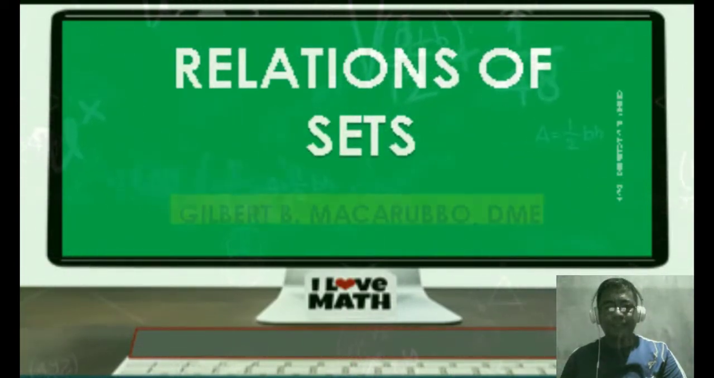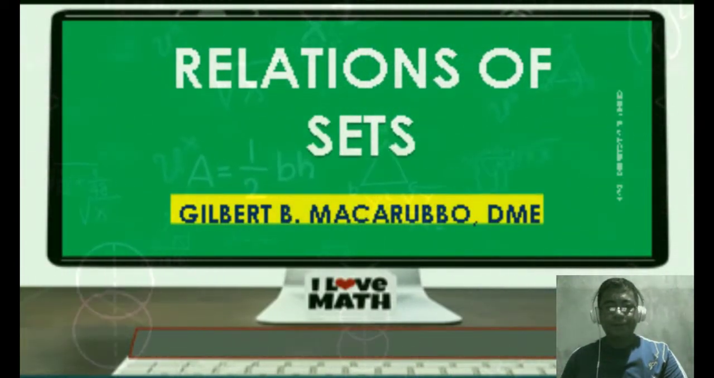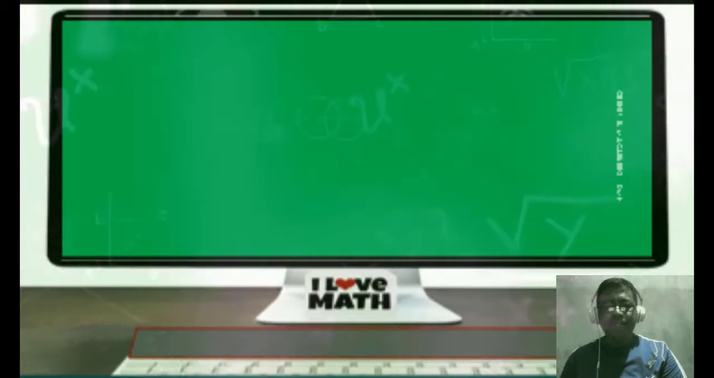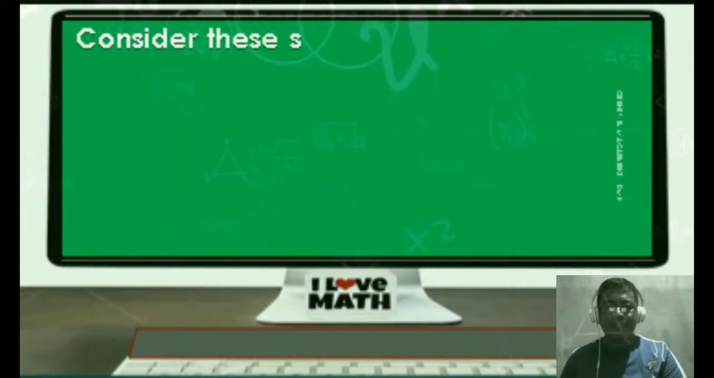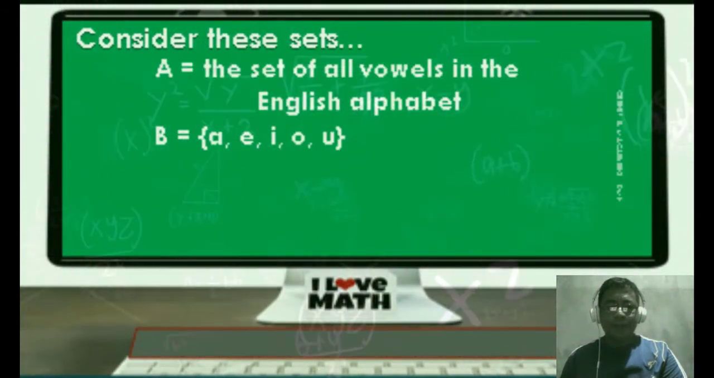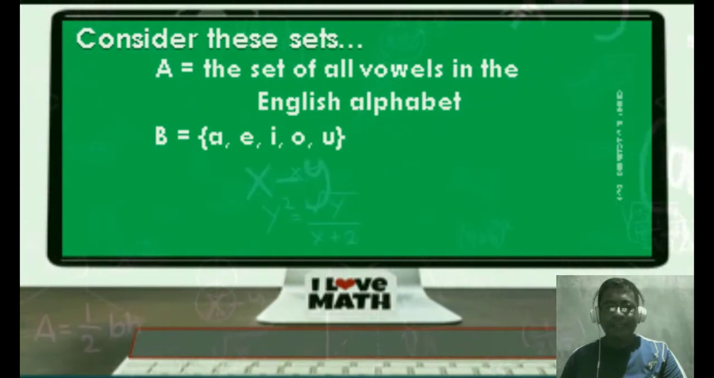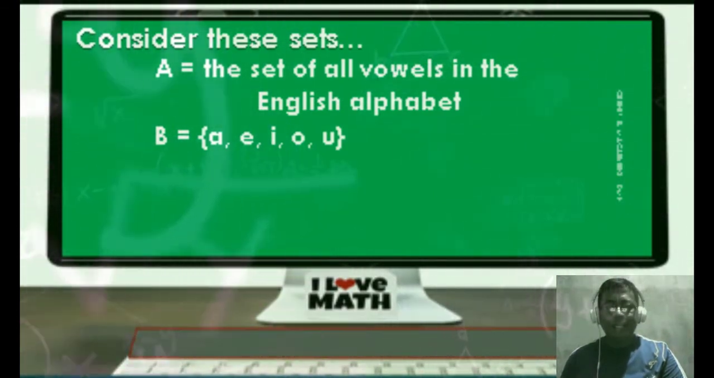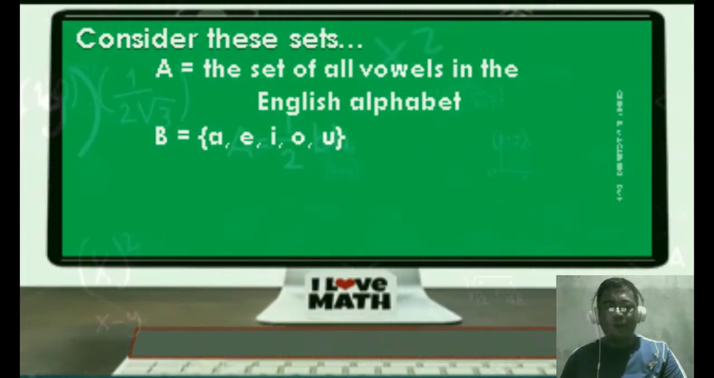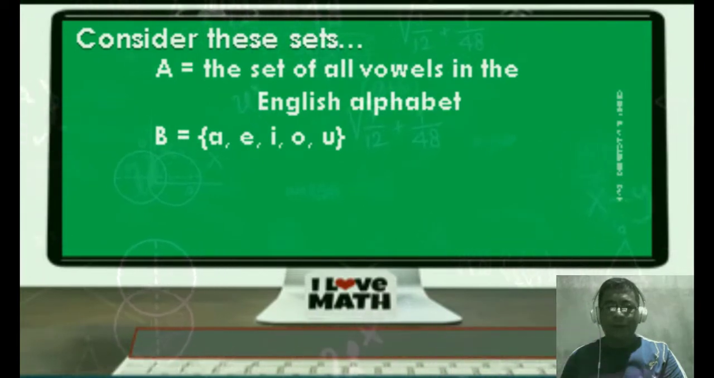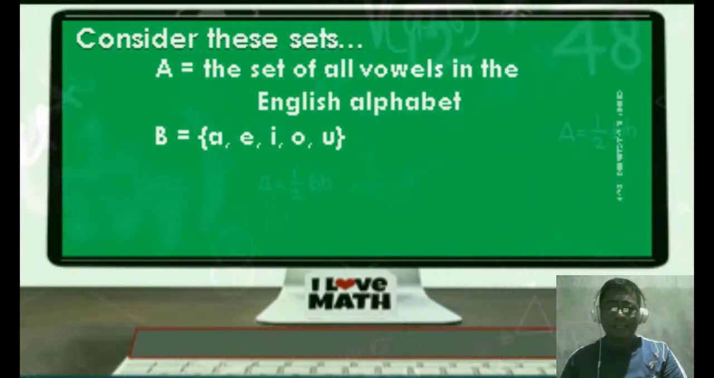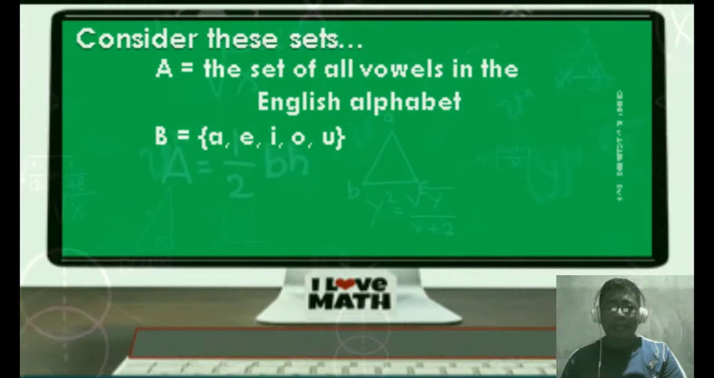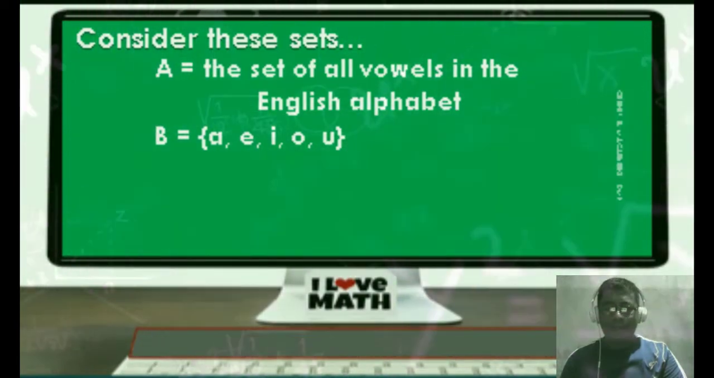Relations of sets. Consider the following pairs of sets. We have set A and set B. Set A is equal to the set of all vowels in the English alphabet. Set B is equal to {A, E, I, O, U}. Notice, class, that both set A and set B have the same elements.